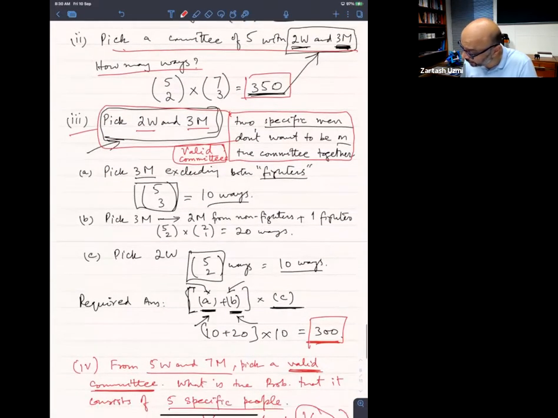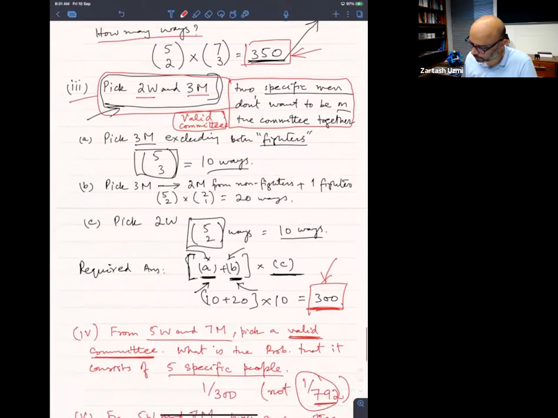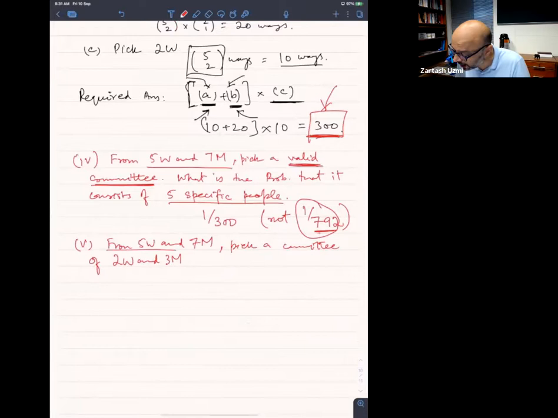Picking a valid committee, such that the committee has 2 women and 3 men and the 2 fighters are not together, becomes a little smaller. We have restricted it further. So only 300, not 350 but 300. If you have to pick 2 women and 3 men, there are 350 ways of doing that. If you have to pick 2 women and 3 men such that the 2 fighting men are not together, then there are 300 ways of doing that. Okay. So now I'm saying that from 5 women and 7 men, you pick a committee of 2 women and 3 men. There are 350 ways of doing it.